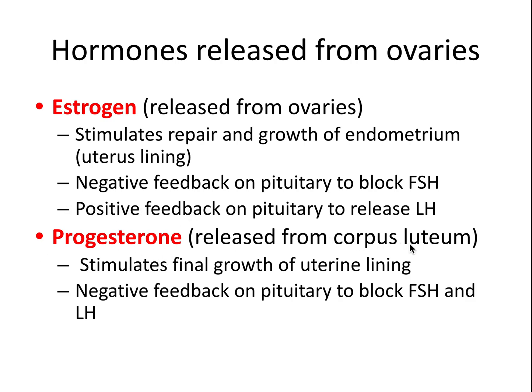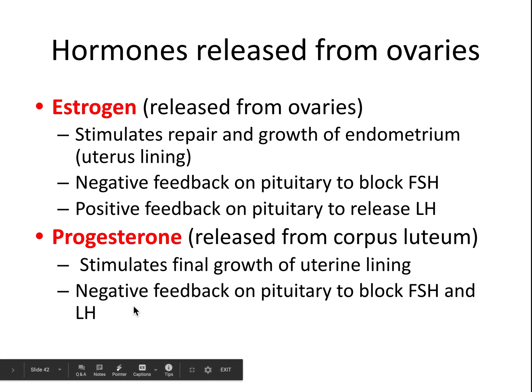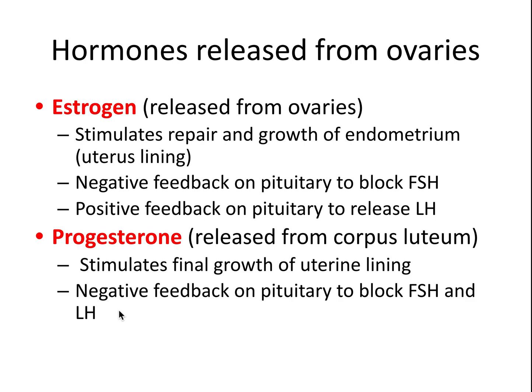Progesterone is released from the corpus luteum. It stimulates the final growth of the uterine lining at the end, and it's part of the negative feedback loop on the pituitary to block FSH and LH if need be. This is usually if a woman becomes pregnant, you no longer need FSH and LH to be increasing or decreasing because your body doesn't need to go through the menstrual cycle each month, at least for now.